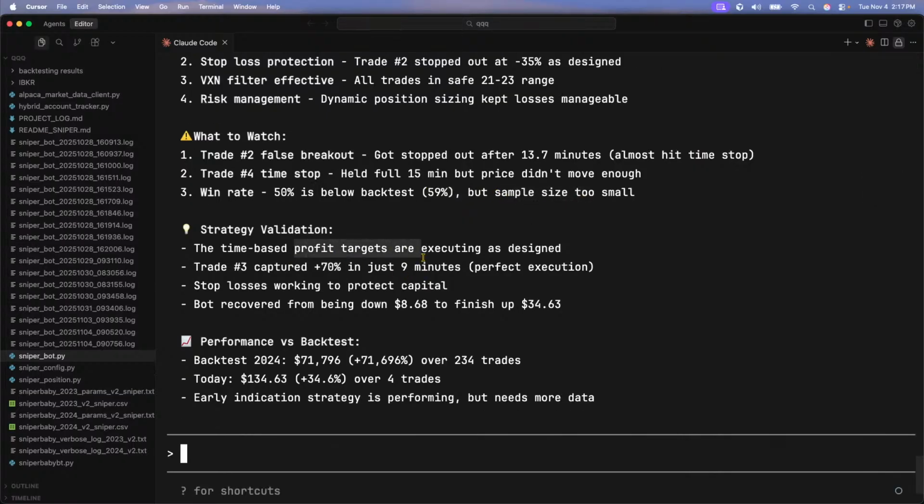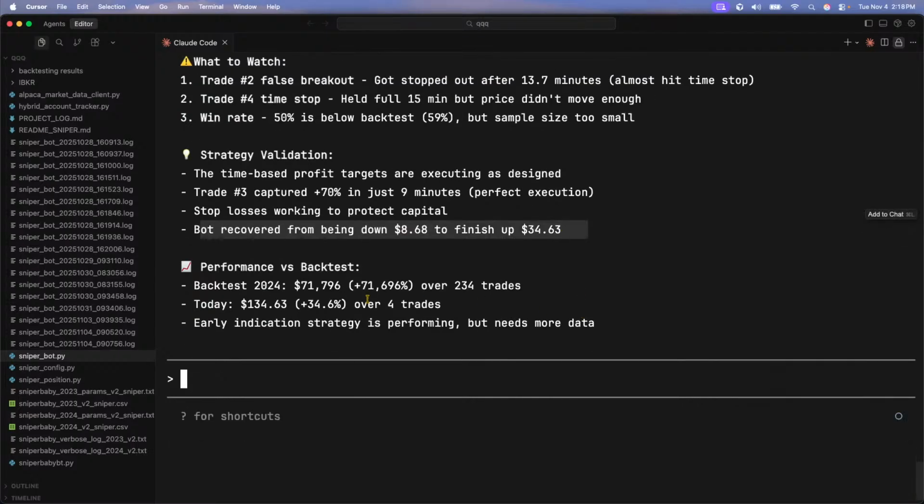The time-based exits are executing as designed. Trade three captured 70% profit in 9 minutes, perfect execution. Stop loss working to protect capital. Bot recovered from being down 68 to 134. Over 4 trades, early indication is it's performing, but we need more data.